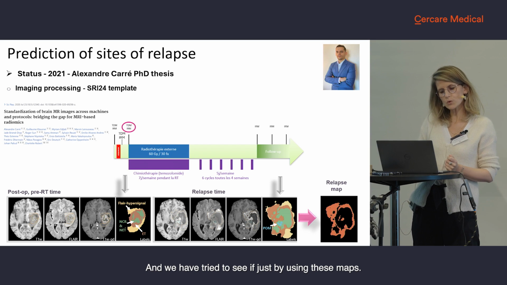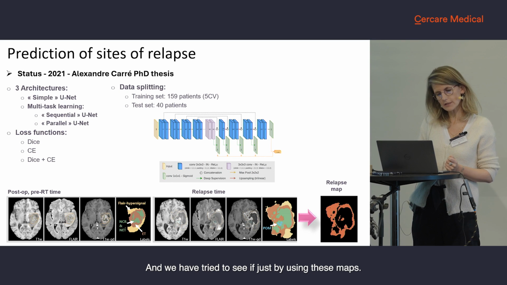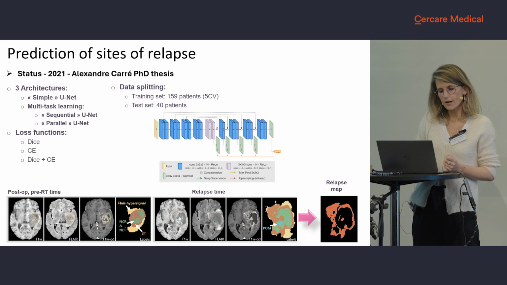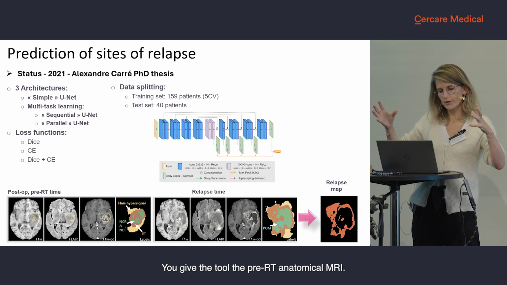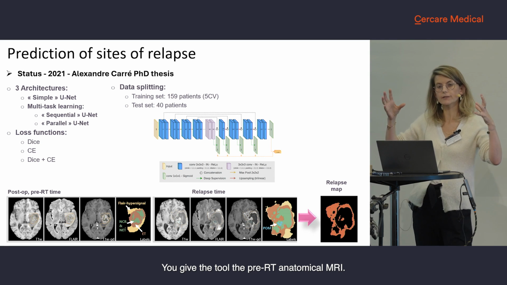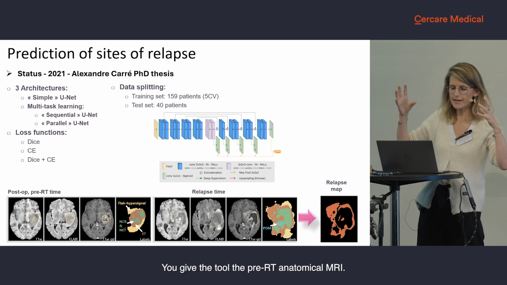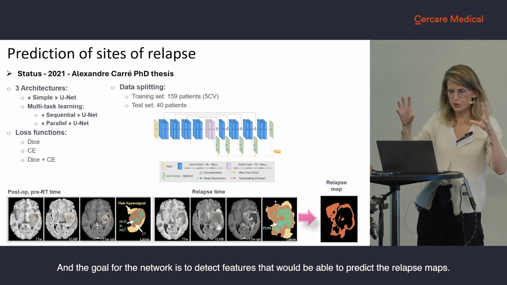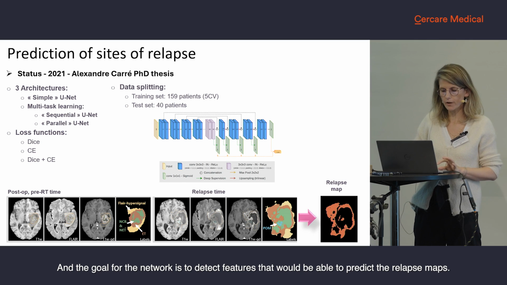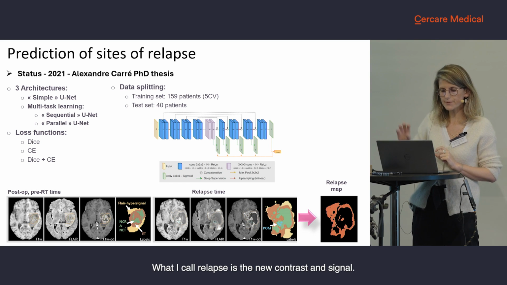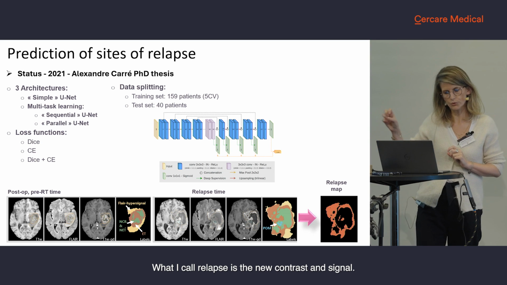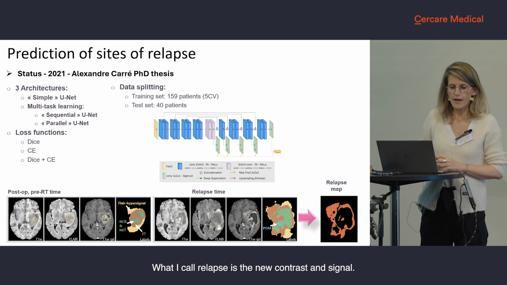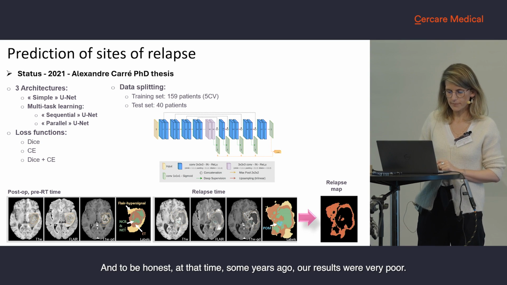And we have tried to see if just by using these maps, so you give to the tool the pre-RT anatomical MRI, the network would be able to detect features that predict the relapse maps. What I call relapse is the new contrast enhanced signal. And to be honest, at that time, some years ago, our results were very poor.